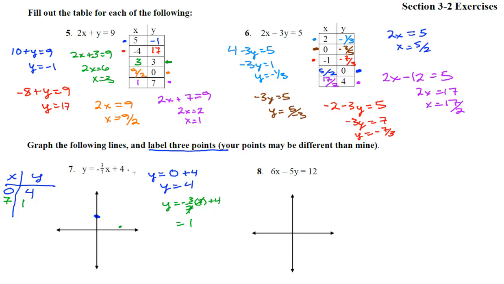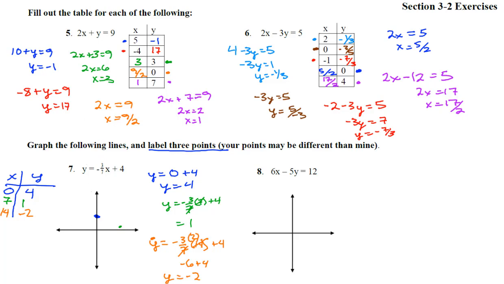All right, let's do that again. We could pick, I don't know, 14, or we could pick 21, something that would cancel that 7 out, or even a negative 7 would work. Let's go ahead and put 14 in there. So if we stick 14 in there, we get y equals negative 3/7 times 14 plus 4. 14 divided by 7 is 2. Negative 3 times 2 is negative 6 plus 4. So y equals negative 2. So we go out here 14, down negative 2. Looks about right there.